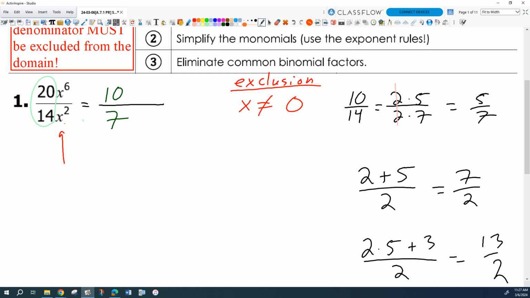Okay, how about the variable part? X to the 6th over x squared. Yeah, that's x to the 4th. Good, right? So we know we get x to the 4th.